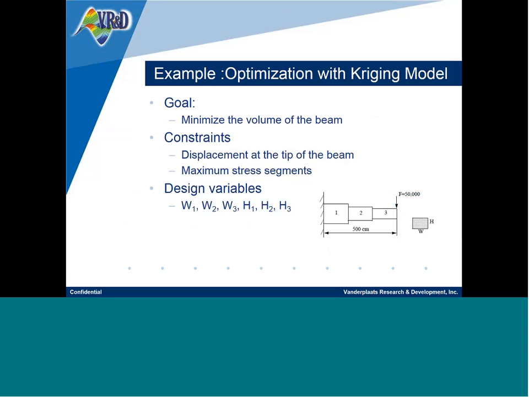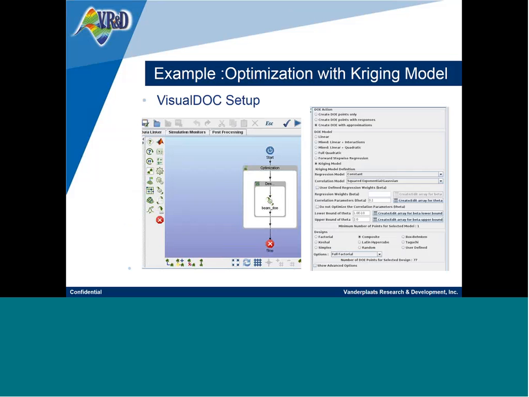Here I will give an example to show how to do optimization with the Kriging model. This is a cantilever beam, and the objective is to minimize the volume of the beam under constraint of displacement and maximum stress. And the design variables are the width and height at each of the cross-sections. This is the workflow for this problem.